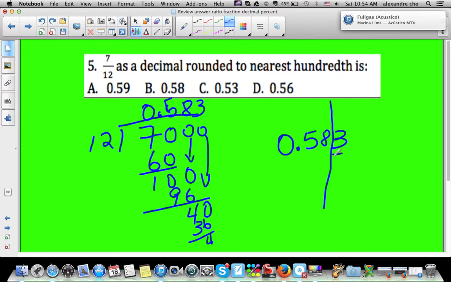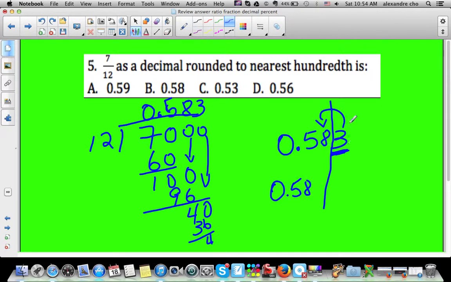Rounding to the nearest hundredth says, let's cut that decimal right here. I need this extra number to decide whether it's going to influence the 8 or not. So remember, 4 or less, let it rest. 5 or more, let it score. Because the 3 is a small number, less than 5, that 8 stays as it is and is not going to change. So the final answer is 0.58. 0.583 rounded to the nearest hundredth, which is right here, is 0.58, giving our answer of B.